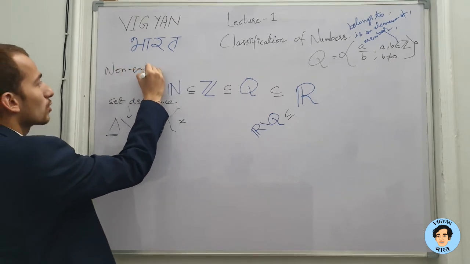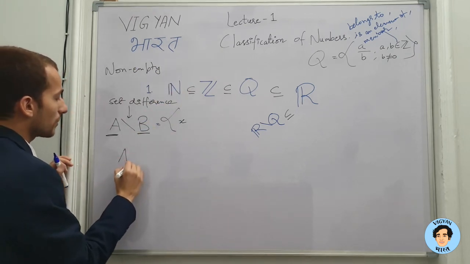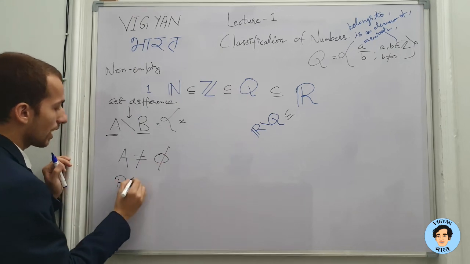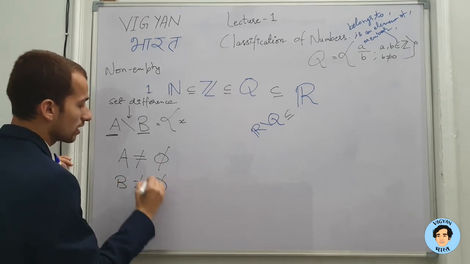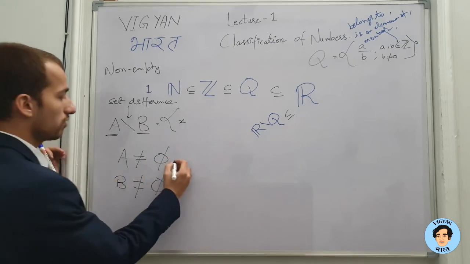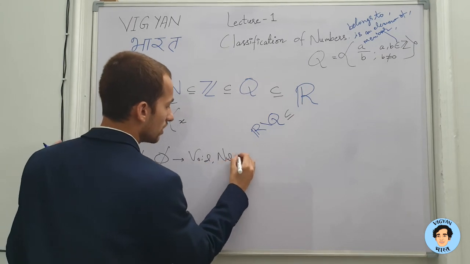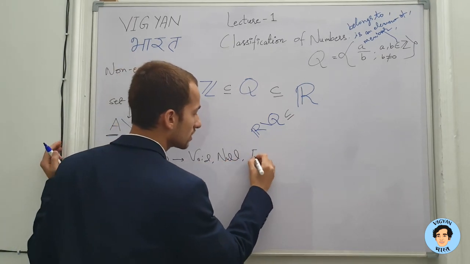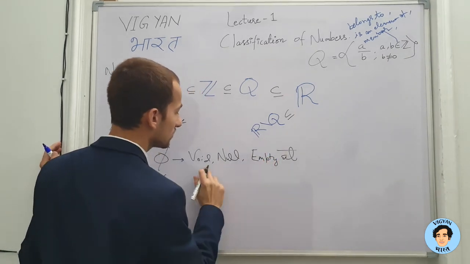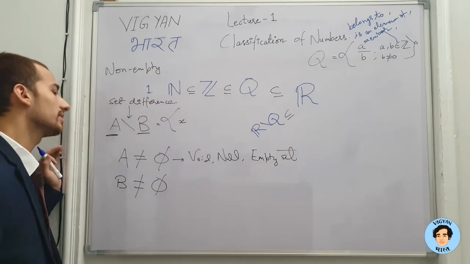Now, I feel I'm going more towards set theory. Non-empty means this capital A cannot be equal to this empty set. Similarly, capital B cannot be equal to this empty set. And this is nothing but a notation for void, null, and in the simplest sense, empty. Empty set, these are synonyms. And here empty means this set contains no element.